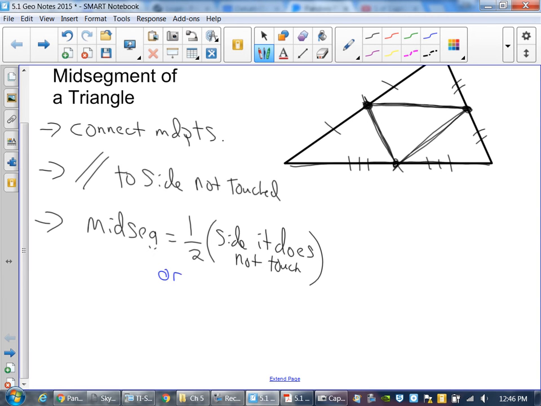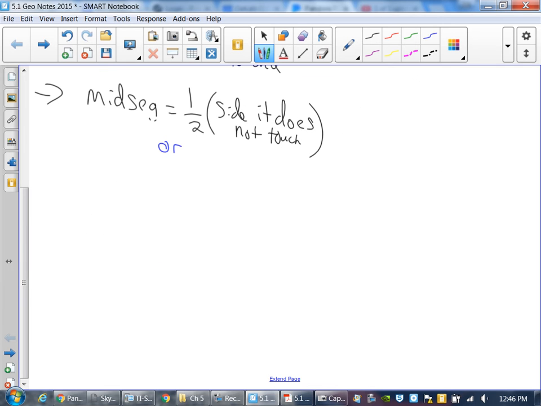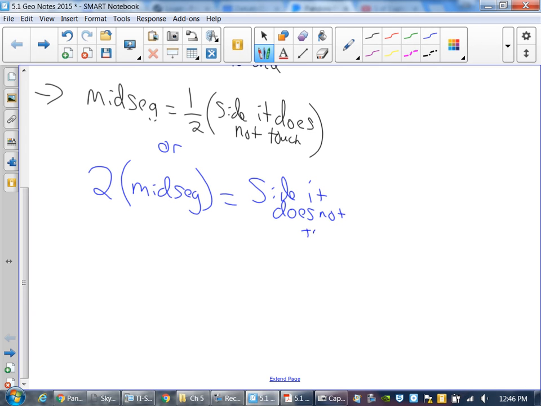Some people though, and me in particular, I also write it out like this. Can I slide this all the way up so you guys can see it better? If I double my midsegment, it equals the side it doesn't touch. The reason why I write it out that way sometimes is because it gets rid of the fraction. Okay? It's just an easier way to do it. Your book will write it as halves. Most textbooks do. But it's easier sometimes to say, well, if I double it, it equals the other side.